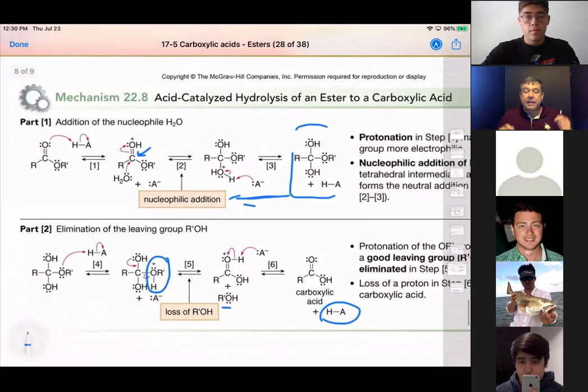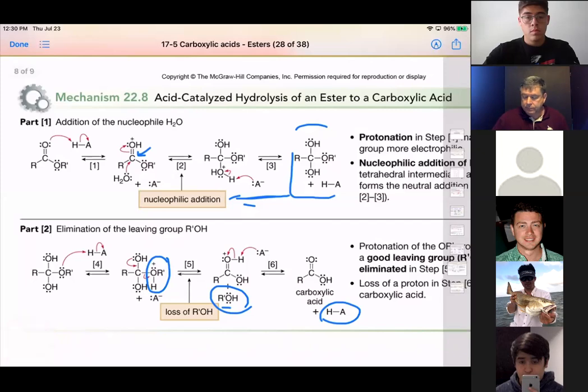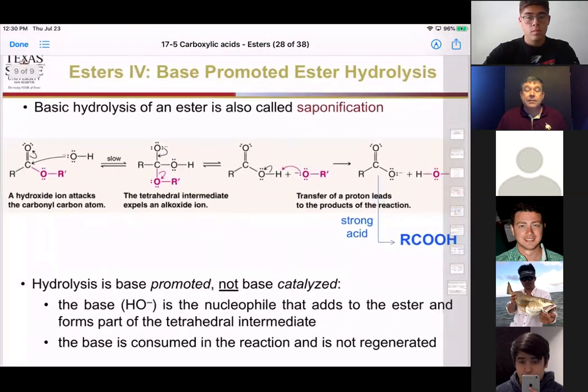So to make it drive to your final product, if you remove this alcohol or if you add a lot of water, you can drive the reaction to the carboxylic acid as your primary product. Okay, so base catalyzed hydrolysis is a little different. And I said it has to be promoted by base, because you're using an entire equivalent of it.